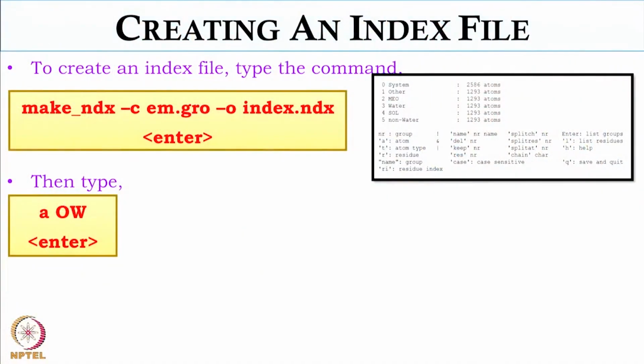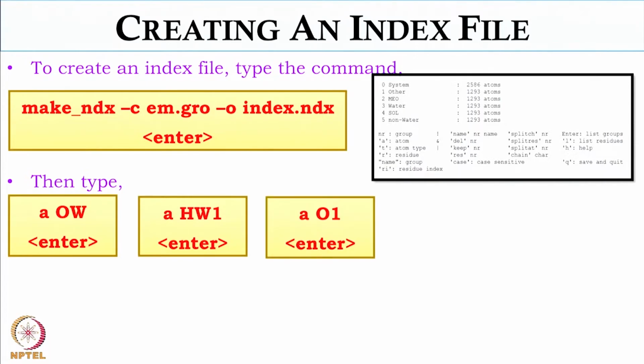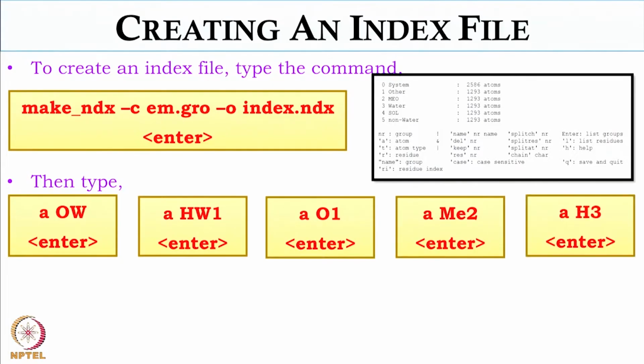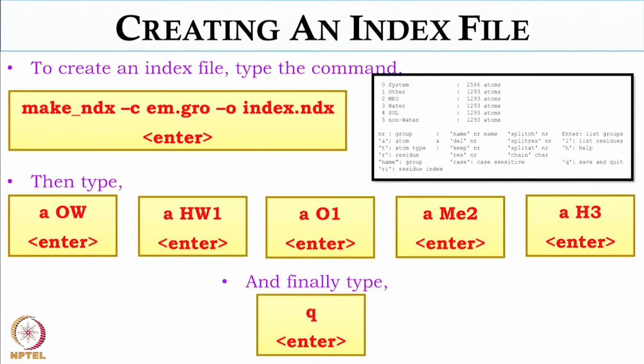So we'll first type A space OW, then enter. This is before that Q comes. Then we'll type A HW1. This is for water, and then for methanol we'll type A space O1. Then A space Me2 for methyl group. Then A space H3 for hydrogen, and then finally to save it we'll type Q.